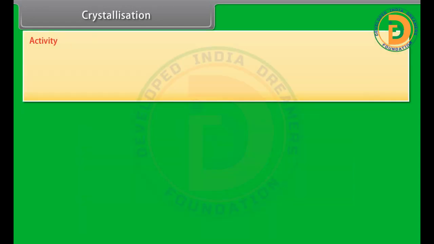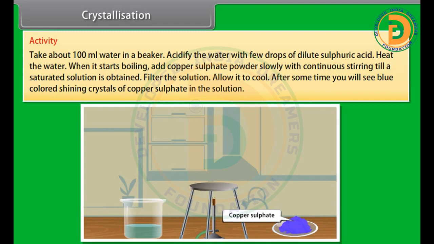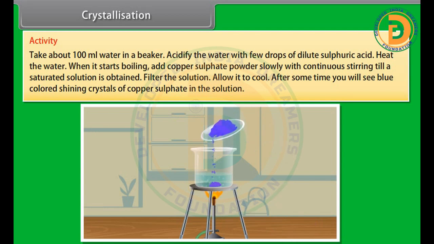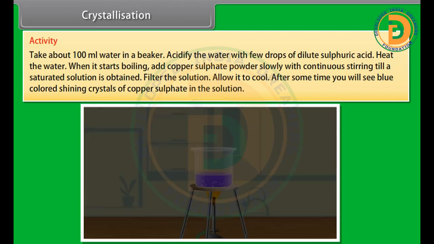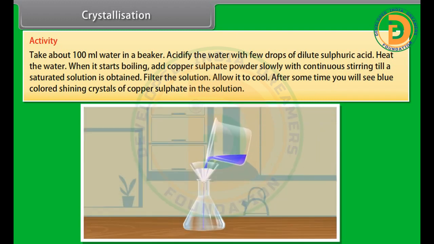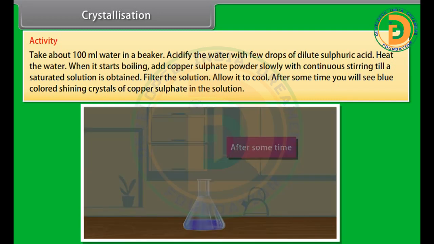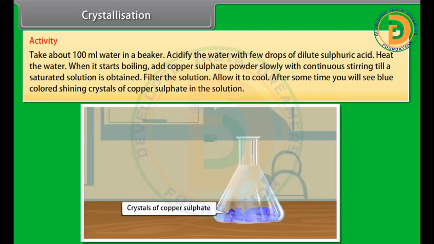Activity. Take about 100 milliliter water in a beaker. Acidify the water with few drops of dilute sulfuric acid. Heat the water. When it starts boiling, add copper sulfate powder slowly with continuous stirring till a saturated solution is obtained. Now filter the solution. Allow it to cool. After some time you will see blue-colored shining crystals of copper sulfate in the solution.